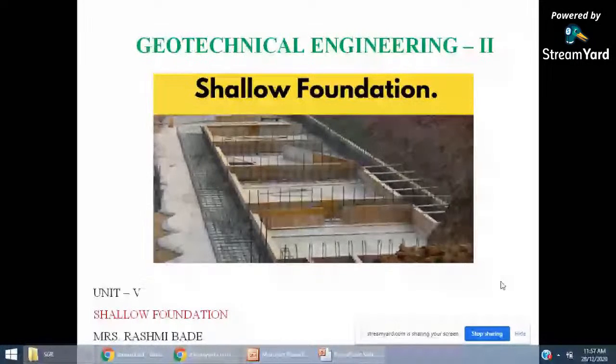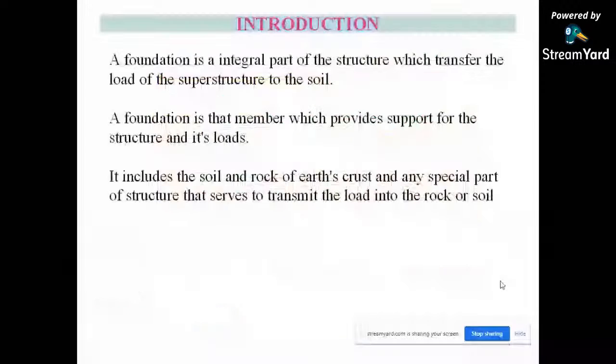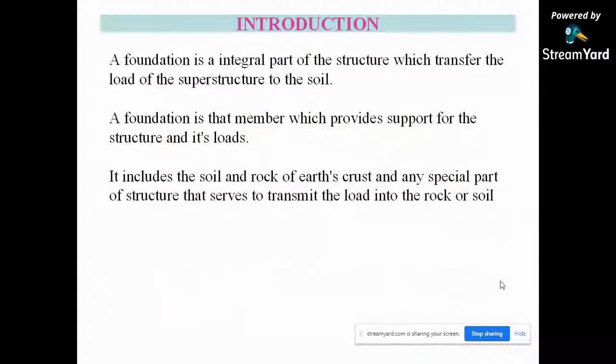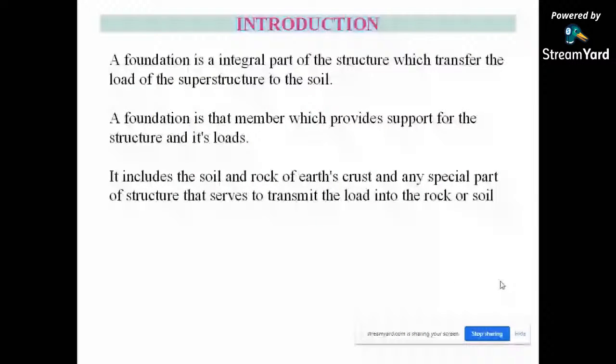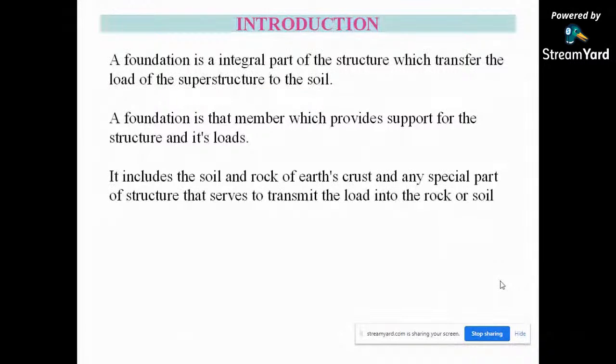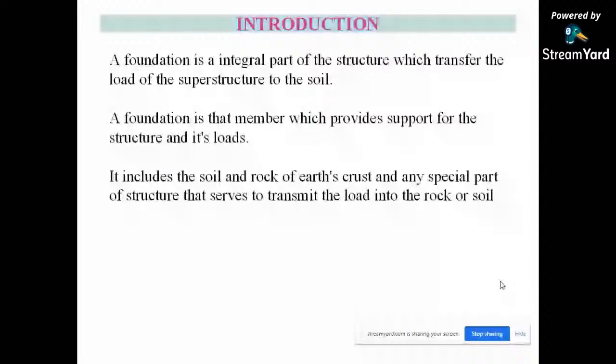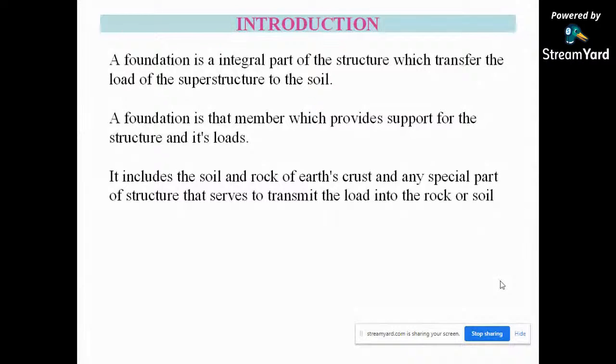Today again we will see what we mean by shallow foundation. A foundation is that member which provides support for the structure and its load. It includes the soil and rock of Earth's crust and any special part of the structure that serves to transmit the load into the rock or soil.